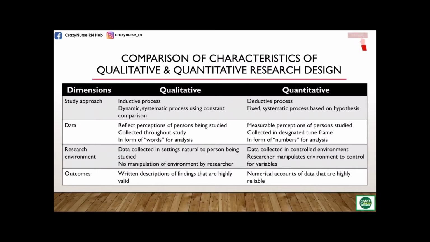And lastly, for the outcomes, in qualitative, there is a written description of findings that are highly valid. For quantitative, we have numerical accounts of data that are highly reliable.